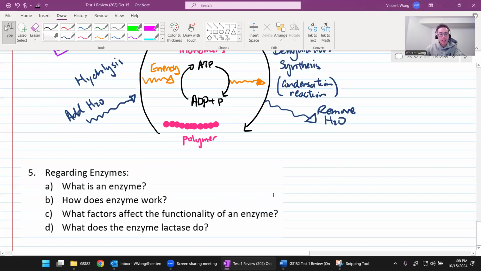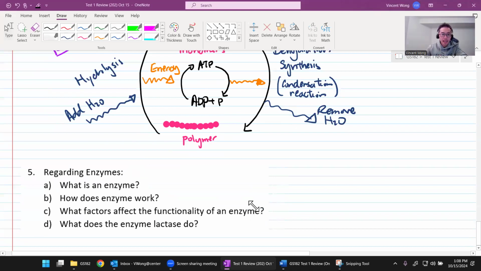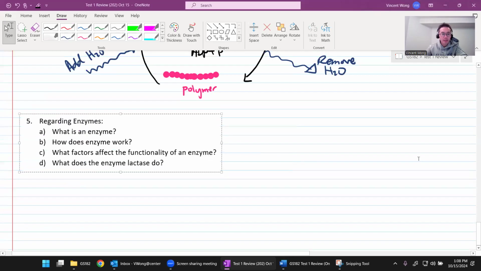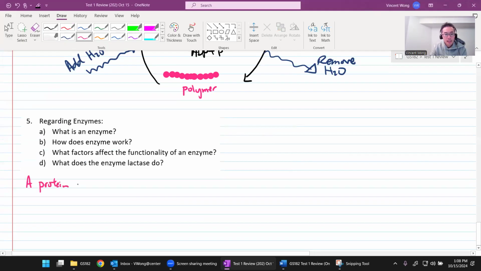All right. Next, regarding enzyme. What is an enzyme? How does it work? Factors that affect the functionality of an enzyme. Okay, so let's review all that together. First of all, an enzyme, it's a protein, right? It's a protein that catalyzes or speeds up reactions in the body.